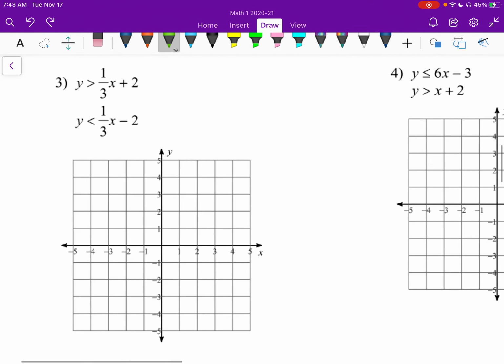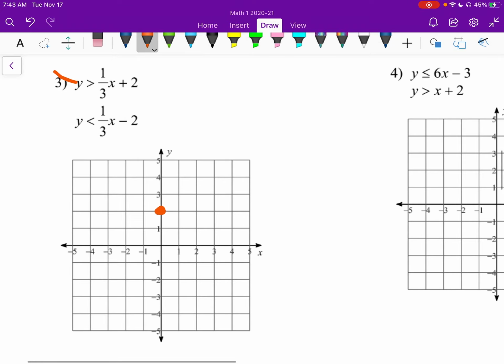Number 3. So my top one will be orange. It has an intercept of 2 and a slope of 1/3, so up 1 and over 3, or down 1 and left 3. It's a dotted line, so just like that. The second one, I'll make it green, has an intercept at -2, and again, a slope of 1/3, so just like that, and it's a dashed line.